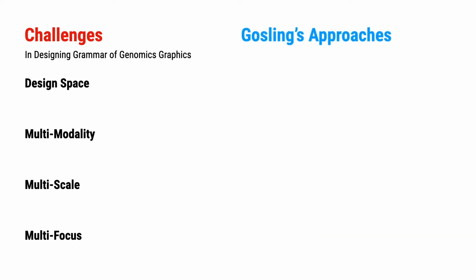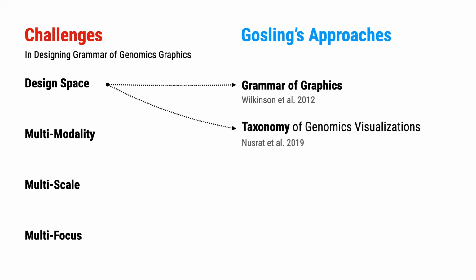In Gosling, we adopted the following approaches to overcome the challenges. First, we used the concept of the grammar of graphics. This basically uses abstract visualization components as building blocks, such as marks, scales, and visual channels. We also designed Gosling based on our previous survey and its taxonomy for genomics visualizations. This allowed us to identify the design space and also develop our grammar reflecting the actual visualization needs in the wild.